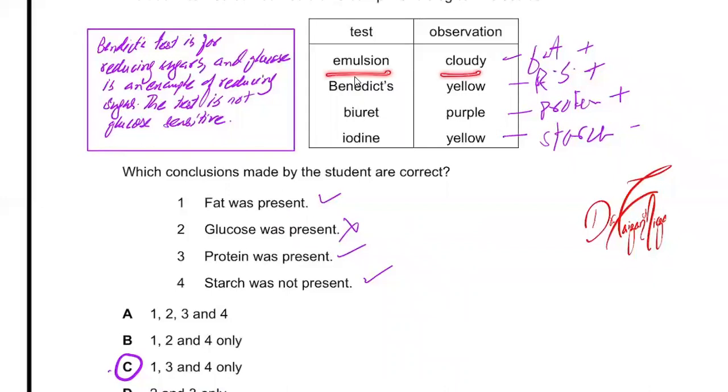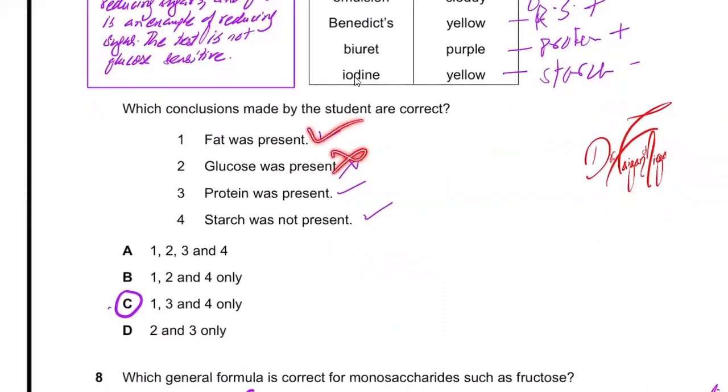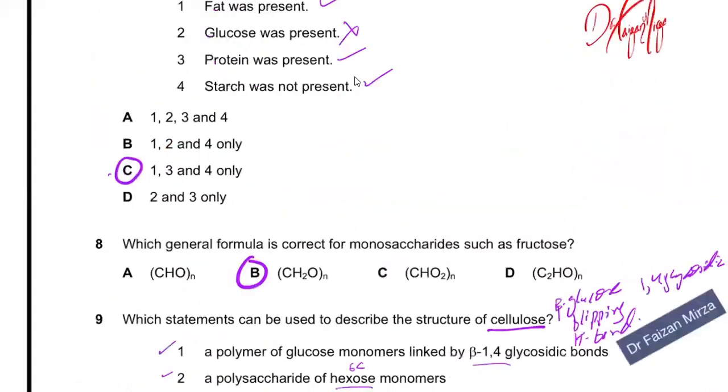So if the emulsion test is giving cloudy, then fat is present. Benedict gives yellow, yes, reducing sugar is present. It doesn't mean glucose is present. Violet purple, protein present. Iodine yellow, starch is absent. What was present? Yes, fat was present. Glucose was present? Not confirmed. We cannot be sure of this. Protein was present. Starch was not present. Yes, the answer becomes 1, 3, and 4.